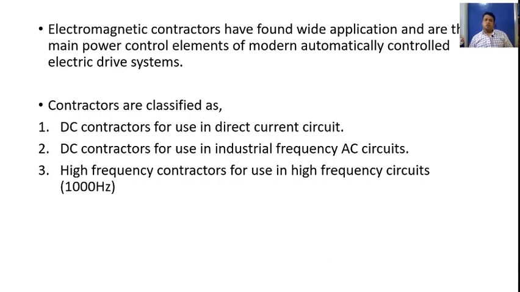Electromagnetic contactors have found wide application and are the main power control elements of the modern automatically controlled electric drive system. Now if you see here, there are DC contactors for use in direct current circuits, AC contactors for use in industrial frequency AC circuits, and also high frequency contactors for use in high frequency circuits, that is in the range of 1000 Hz. So these three types are mainly classified.